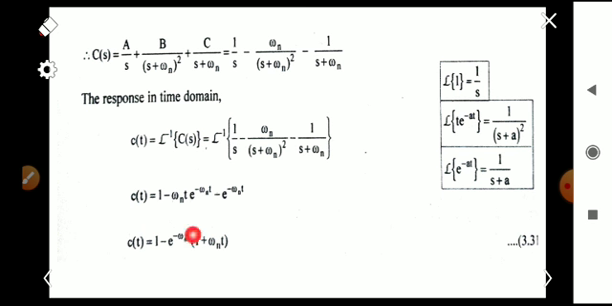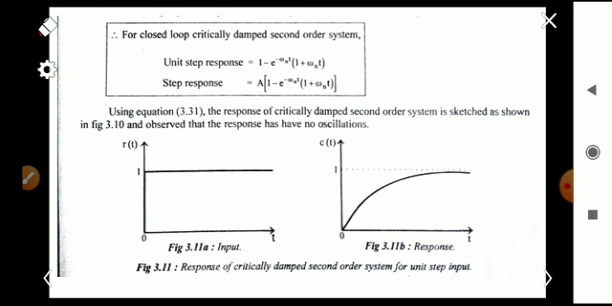So it becomes C of t is equal to 1 minus e raised to minus omega n t into (1 plus omega n t). So this is the response of a critically damped second order system for unit step input. And if you are giving a step input of amplitude A, for finding the response we have to multiply the amplitude A with the entire response, and this is the response figure.